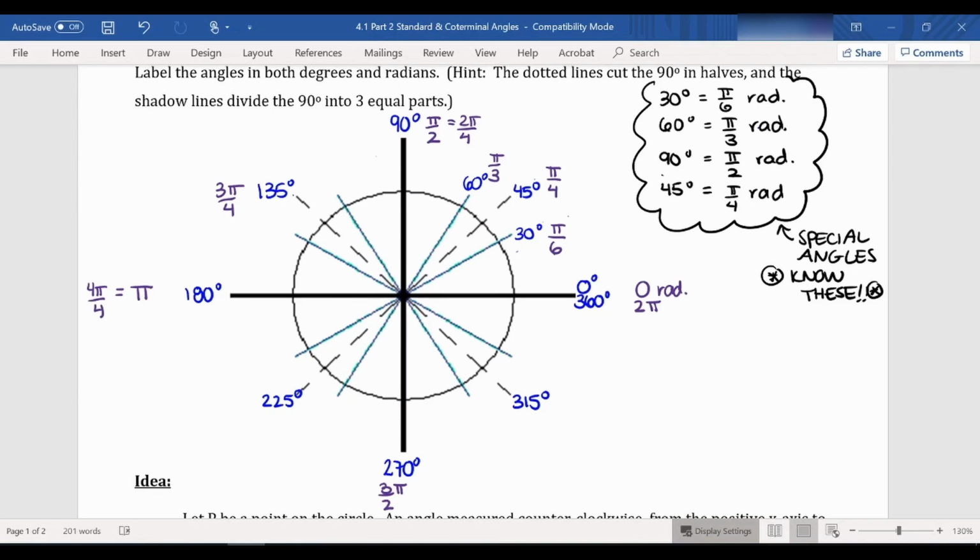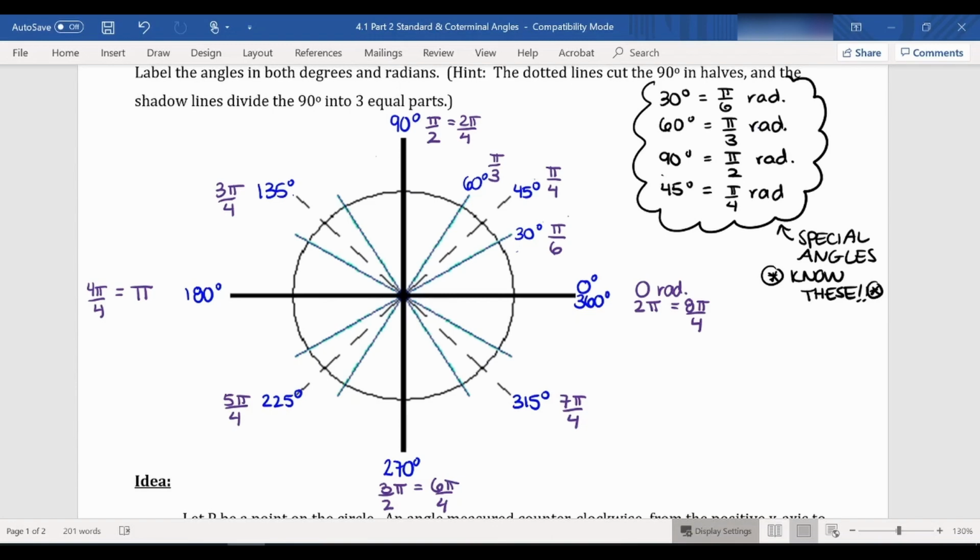Add another pi over 4, 5 pi over 4. Add another pi over 4, 6 pi over 4. Then I'd have 7 pi over 4, and then 8 pi over 4. So all of our axes lines are simplified versions of my pi over 4. All of my dashed lines would be unsimplified versions of pi over 4 because we can't simplify them.